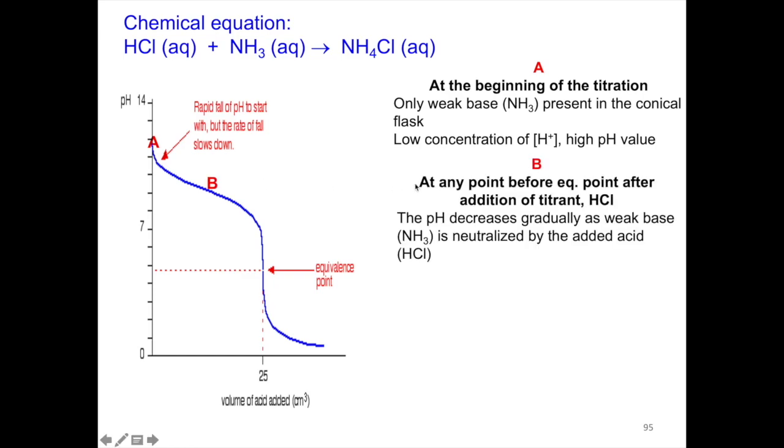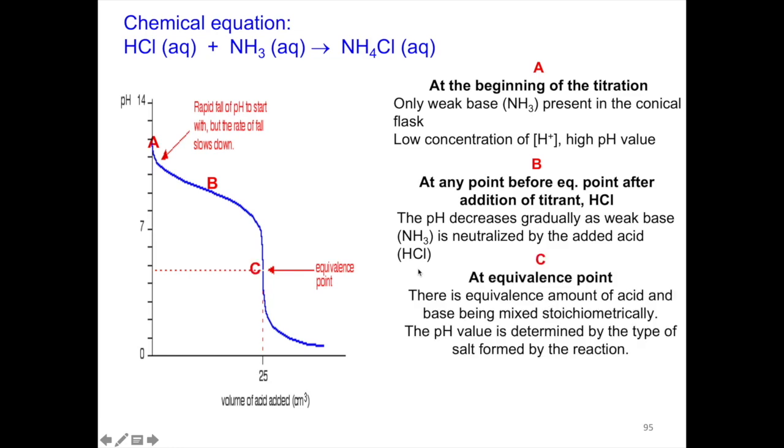Next is point B. At this point, it is a point before the equivalence point after additions of titrant. As you add HCl into the base, the pH decreases gradually as the weak base is neutralized by the added acid. At point C, when the volume of acid that you add into the base is exactly 25 ml, we get the equivalence point. There is an equivalent amount of acid and base at this point, mixed stoichiometrically.